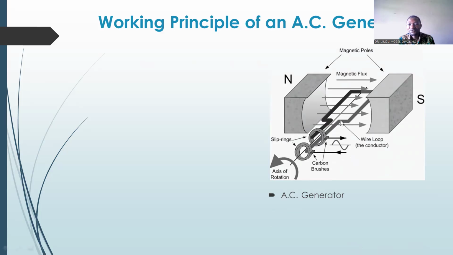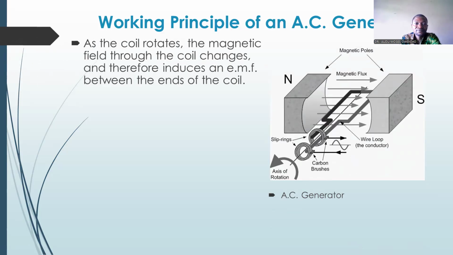This is a diagram of an AC generator. It consists of a bar magnet, coil, slip ring, and carbon brush. So, how does it work? As the coil rotates in the magnetic field, the flux through the coil changes and therefore induces an EMF between the ends of the coil. We say a generator converts mechanical energy into electrical energy. So as the coil rotates, the mechanical energy is being converted into electrical energy.